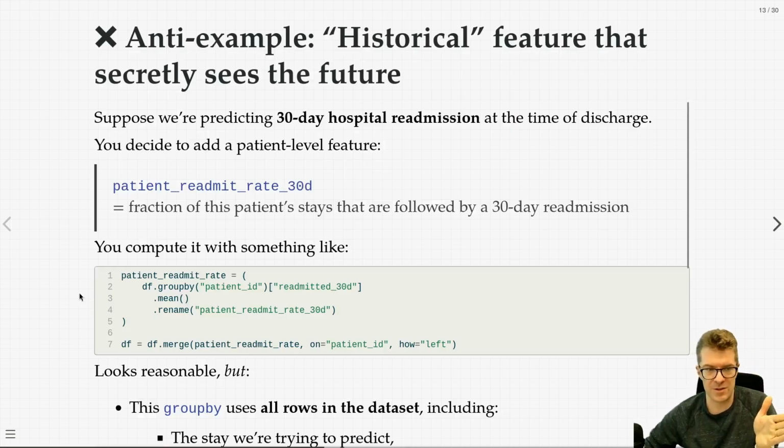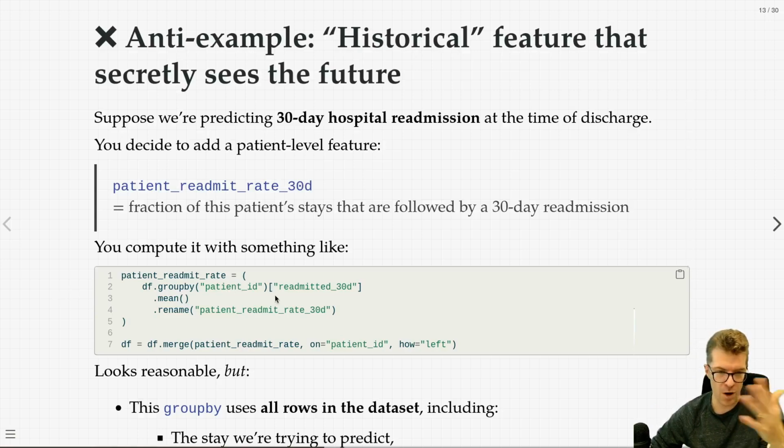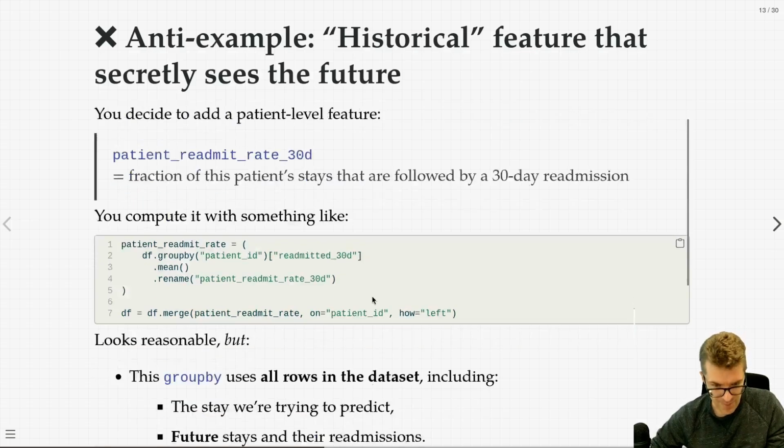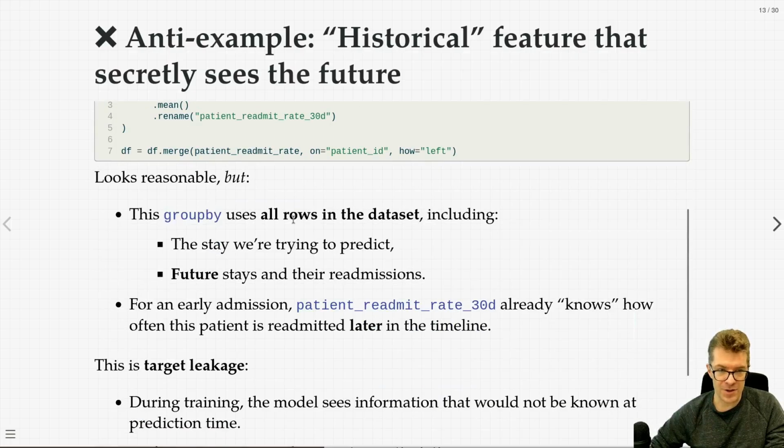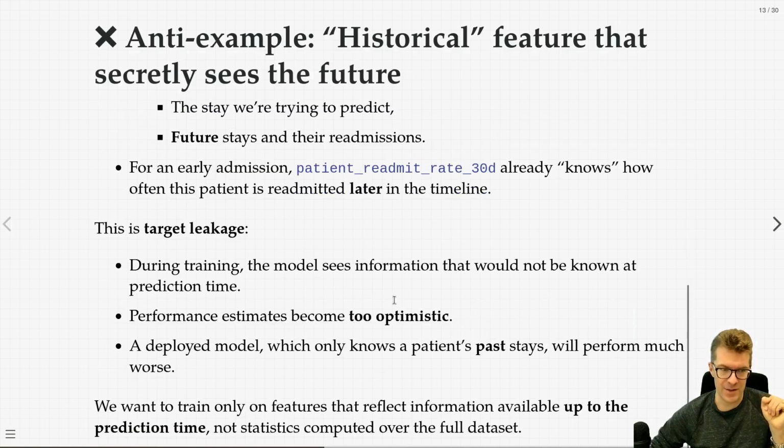So it doesn't make sense to take a proportion of all of that patient's readmissions to the hospital over all of their admissions in the training set, because that just wouldn't be available to me. Again, hope that's clear. So this group by uses all the data, including future stays. Therefore, this patient readmit rate, 30 days, will, quote, know how often this patient is readmitted later in the timeline, and that's not great. So this will end up giving us performance that's too optimistic.